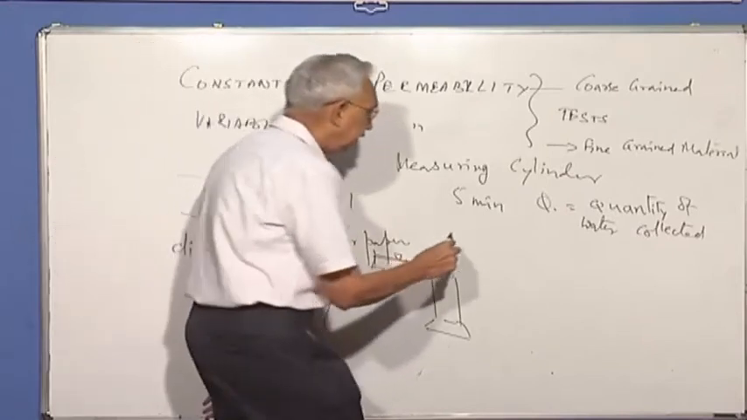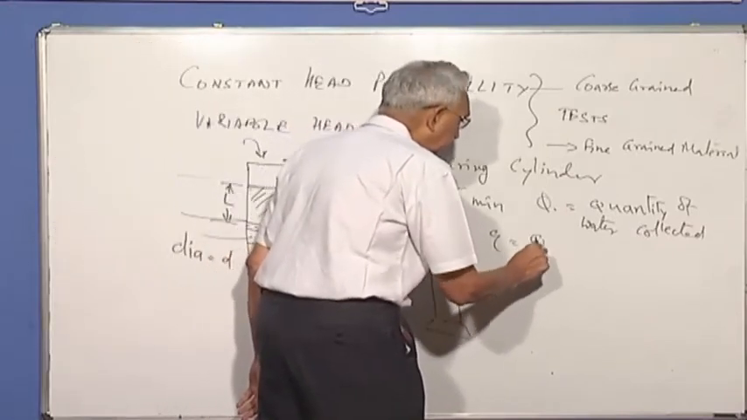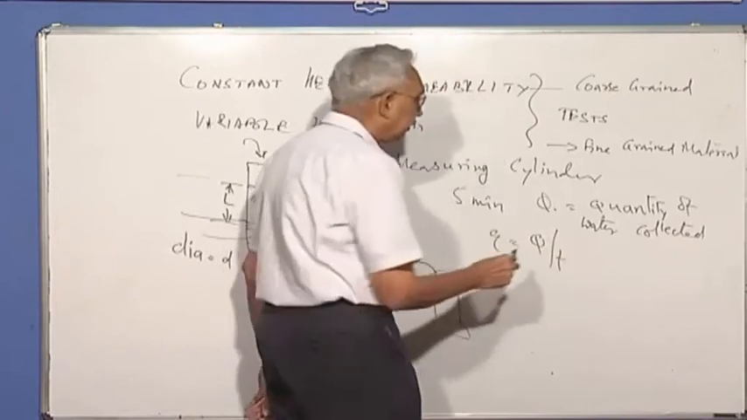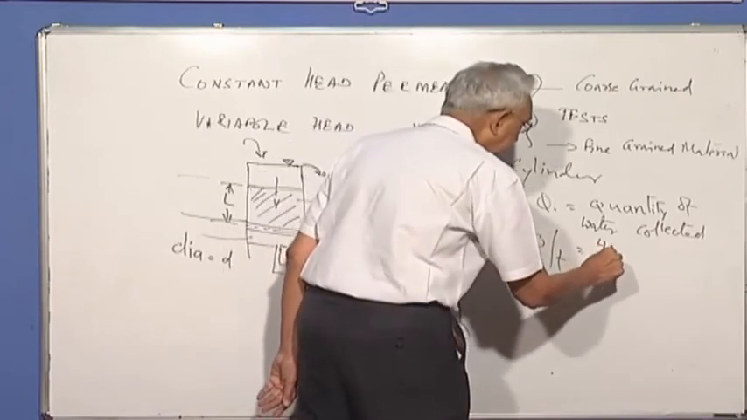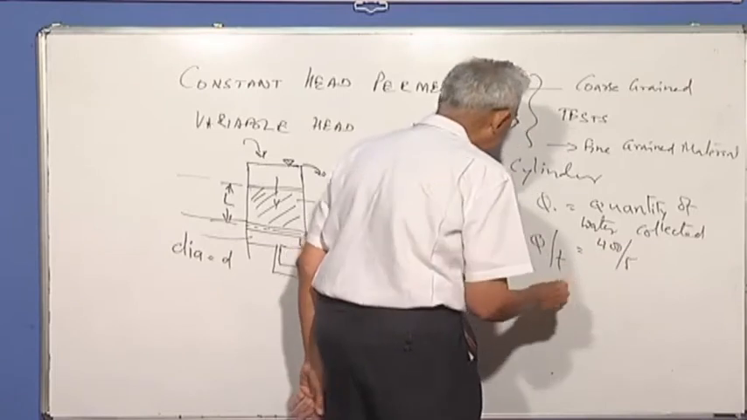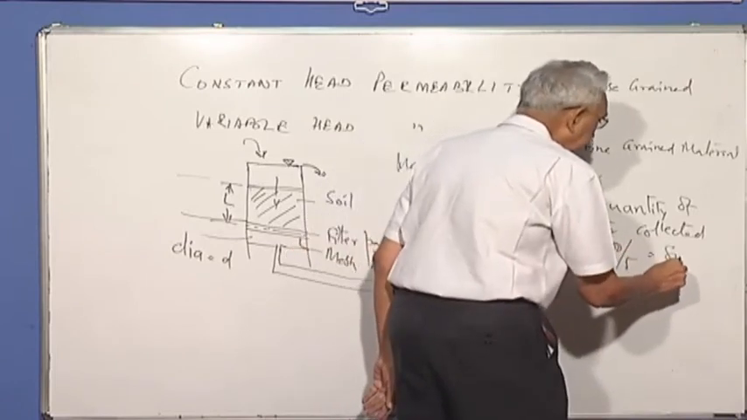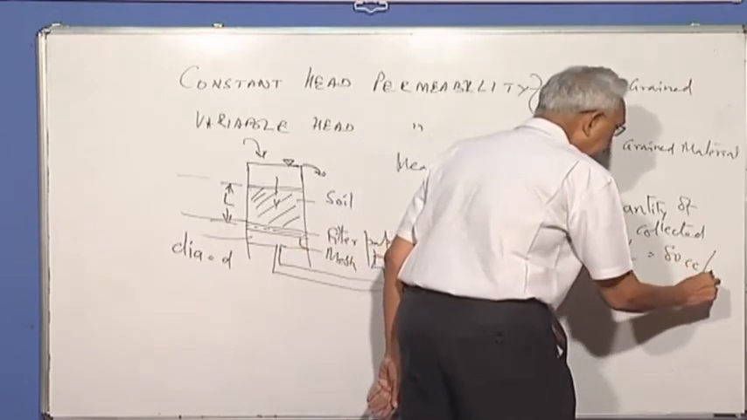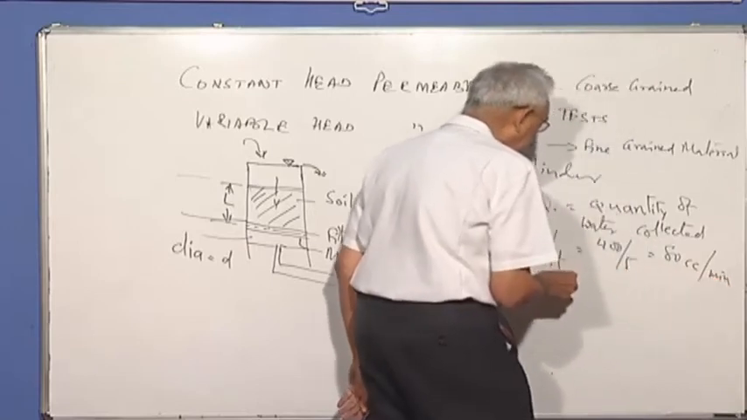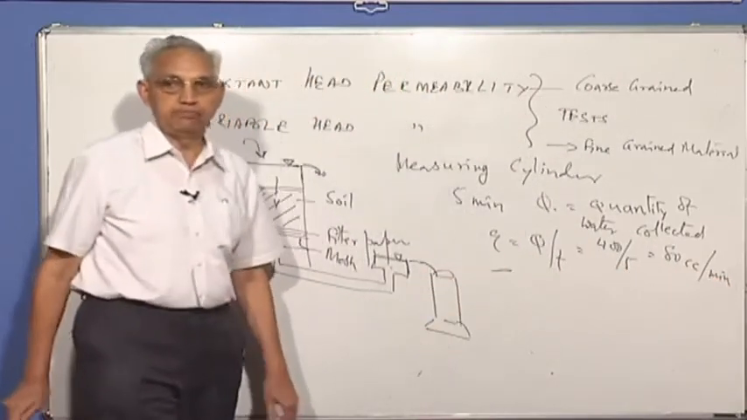Can I say then Q, the rate of flow, is Q by T. So that is equal to, let's say, some 400 cc by 5 minutes, that's equal to 80 cubic centimeters per minute. So we have now the rate of flow.